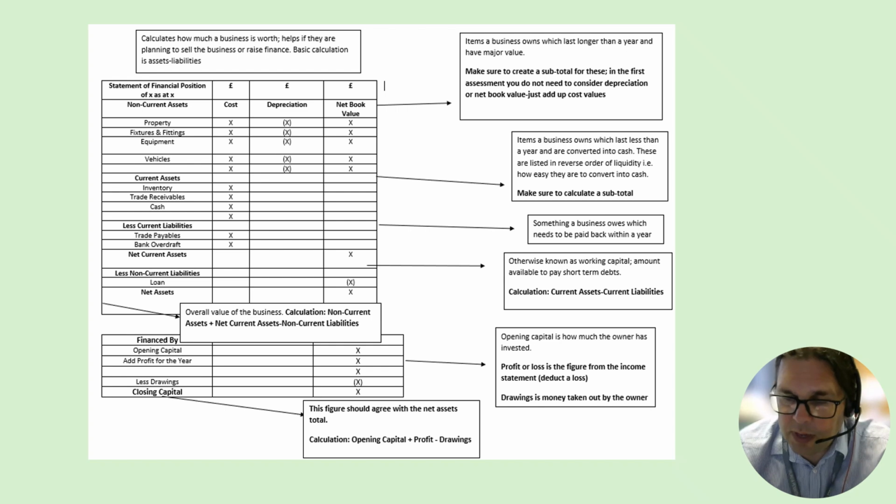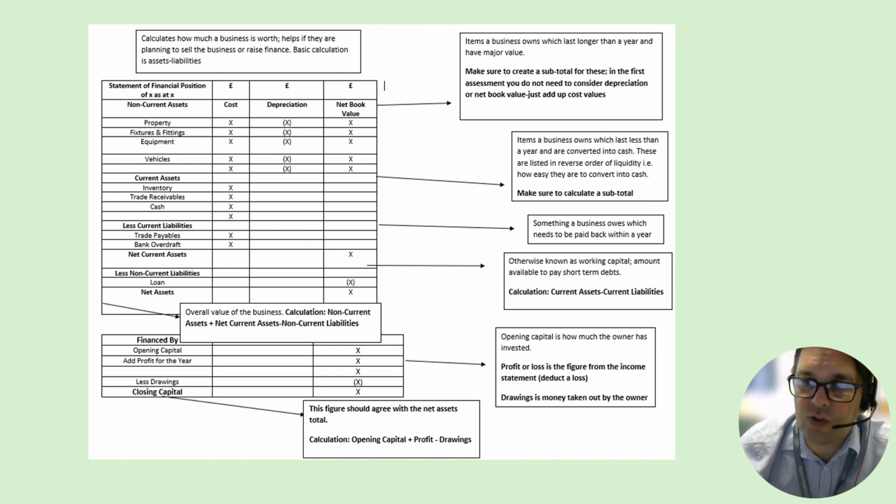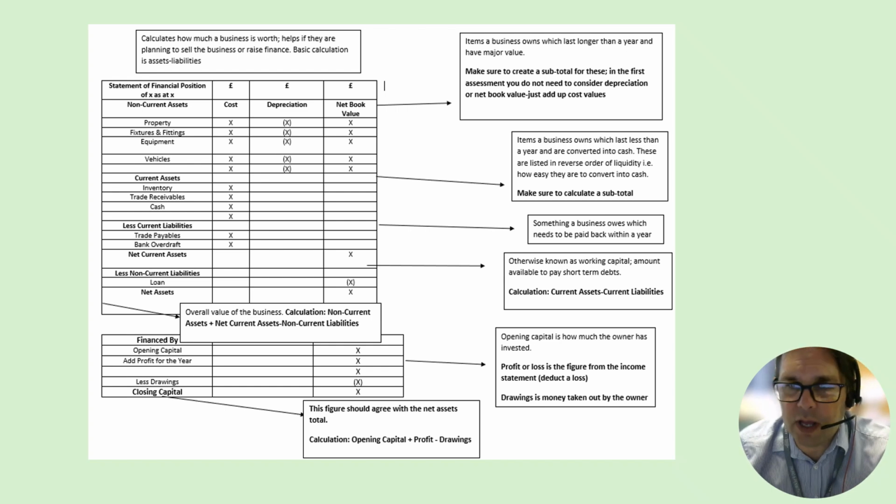But anyway, trade payables is a normal one. You could have a bank overdraft. So bank overdraft is a negative bank balance. So if you've got a negative bank balance, it is on the credit side of the trial balance. If you've got a positive bank balance, it's on the debit side. So keep an eye out for that. But all our current liabilities are ones we need to pay back within a year.